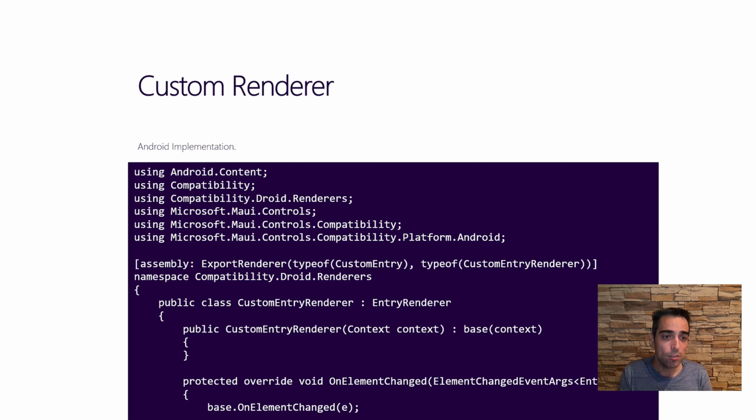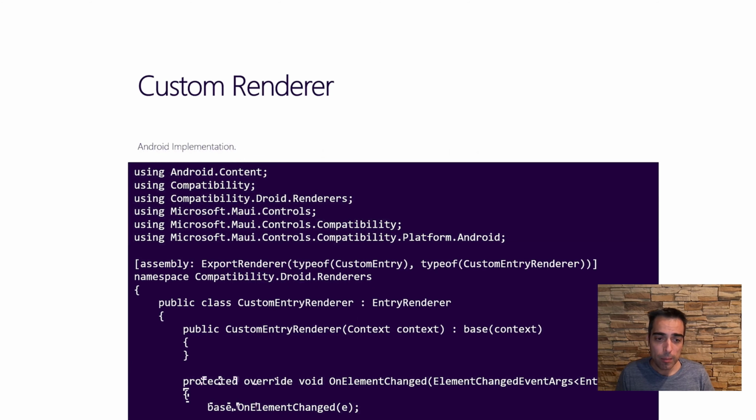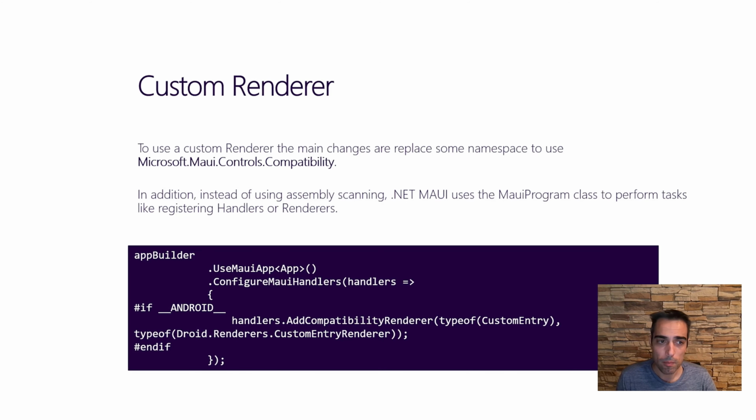The namespace changes from Xamarin Forms to Microsoft.Maui.Controls, and all the namespaces inside Microsoft.Maui.Controls.Compatibility. Here is where you will find all these view renderers, etc. The other main change is related with how we register the renderer, because while in Xamarin Forms we were using the ExportRenderer attribute, now in .NET MAUI that changed, and I'm going to talk about that later, but it's related with performance.